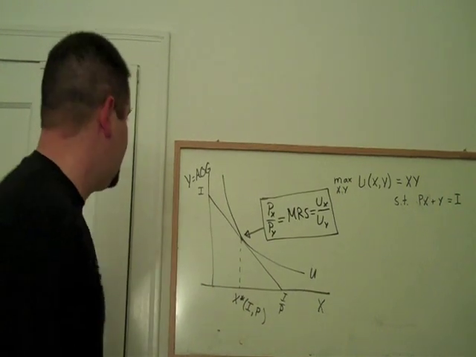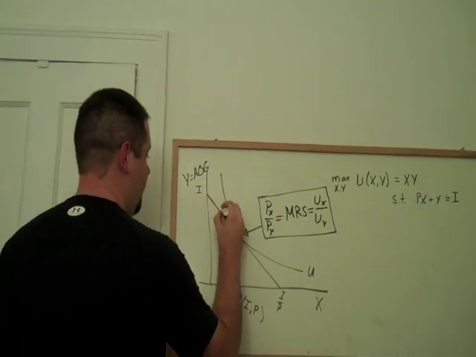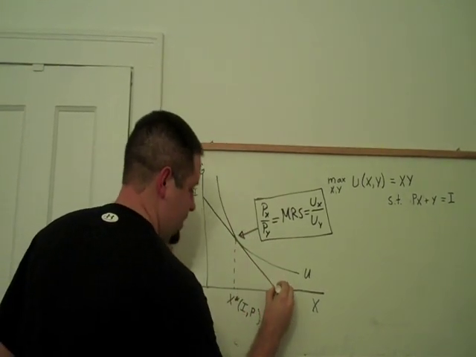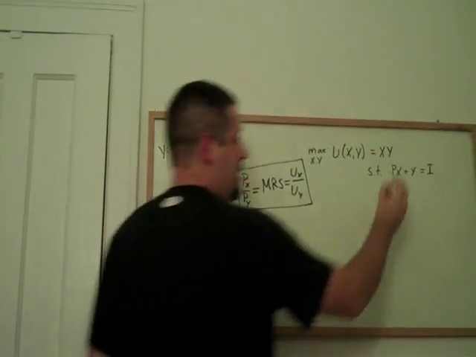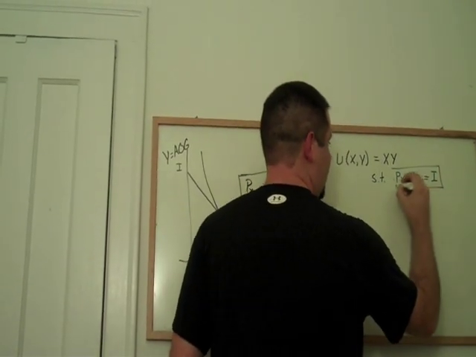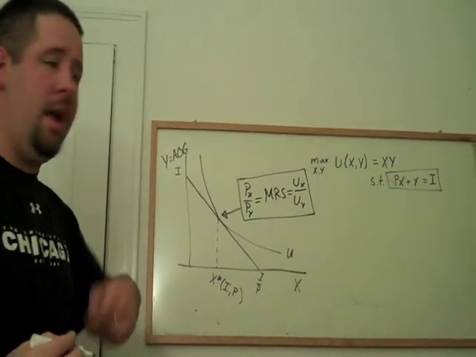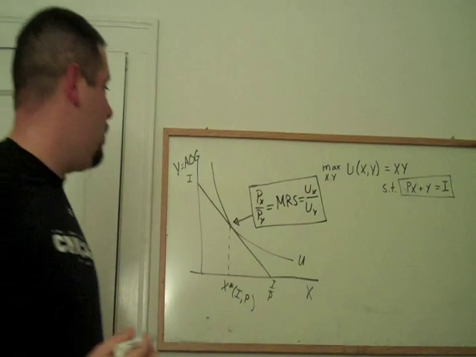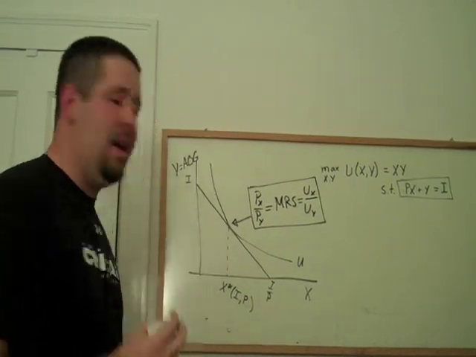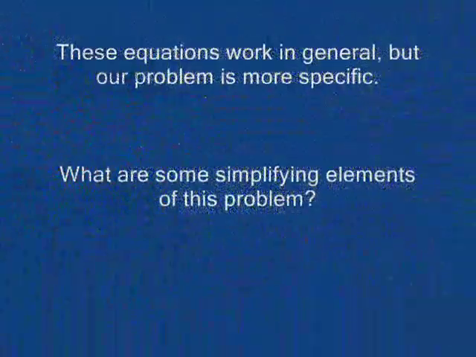Another one of the equations that has to hold in the optimum is this equation right here, our budget constraint, which sits right over here. And so we have two equations, and we're able to use those two equations to uniquely identify this optimal bundle.